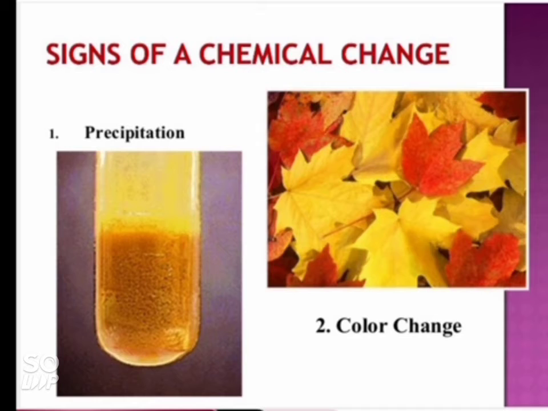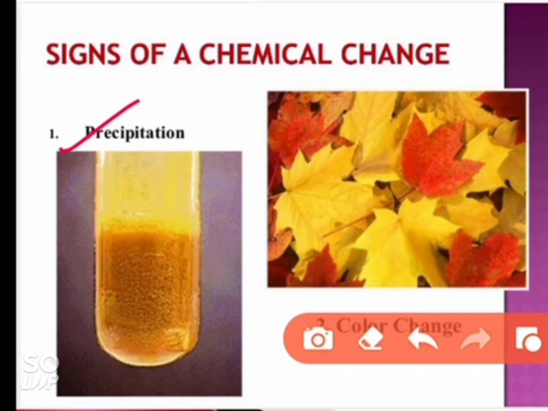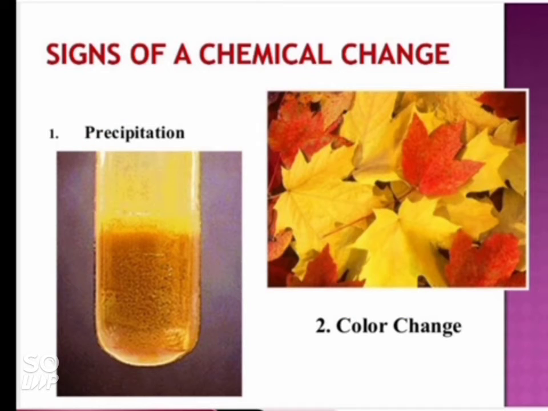Signs of a chemical change. First one is precipitation. Some solid substances are formed and collected at the bottom of the liquid. These solid particles are known as precipitate. Second one is color changing. Generally we can see the color changing of leaves. The aged leaves are of different color from that of newly formed leaves. This is due to the chemical change.